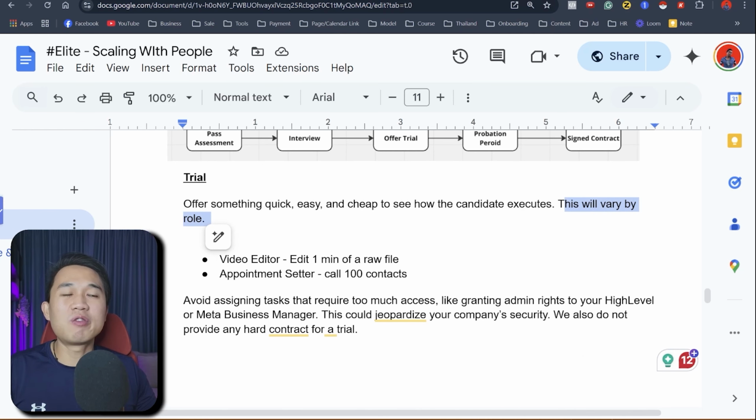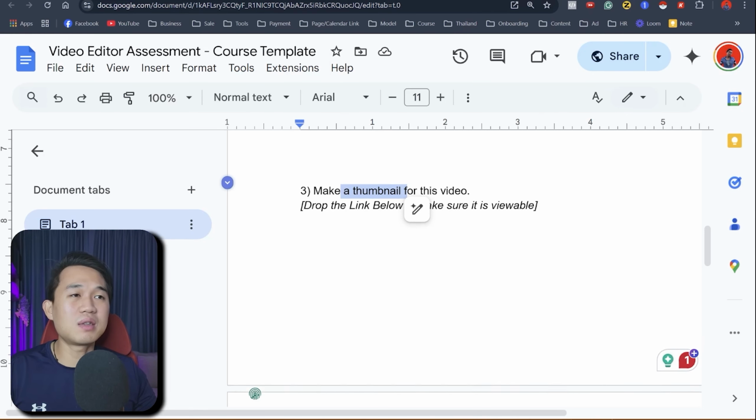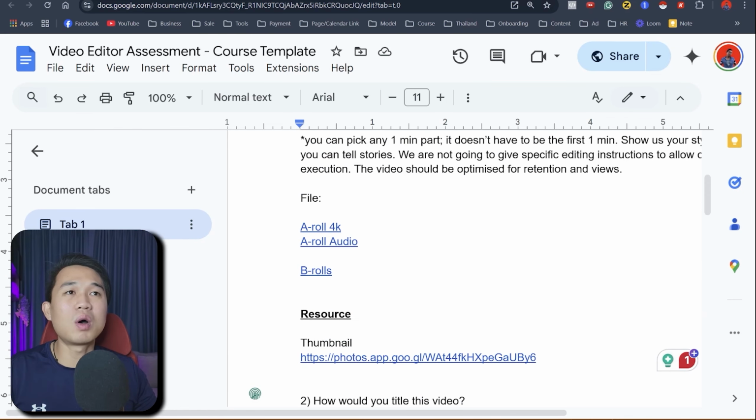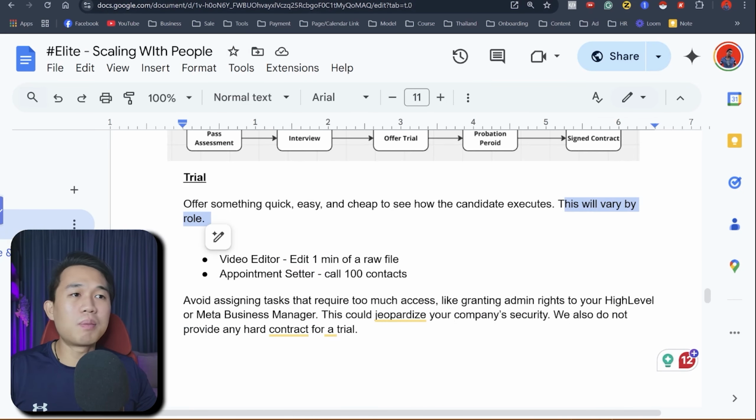For example, for video editor, we ask them to edit 1 minute of raw file, right? And we don't pay for it. It's literally in the assessment. We'll give them the video and everyone is happy to edit a 1 minute video. For the appointment setter, we ask them to call 100 contacts. We actually pay the appointment setter to do that.